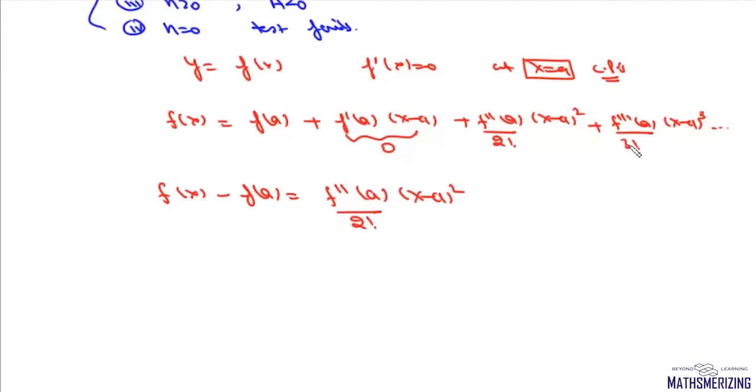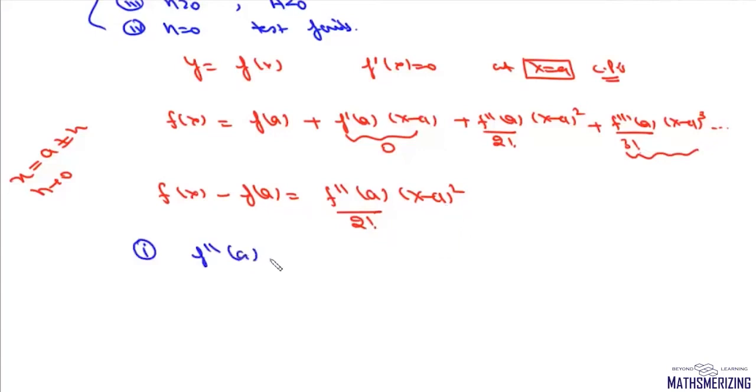Now when we say point of local maxima or local minima, it simply means that we are looking at the value in the neighborhood of a. So that means this x is a plus or minus h, where h is nearly 0. So it simply means that this x minus a is a very small quantity, and if it is a very small quantity, then as the power increases, the value decreases. So we can ignore higher powers of x minus a. So we get this result, which is f(x) minus f(a) is equal to f double dash a upon factorial 2 into (x minus a) square.